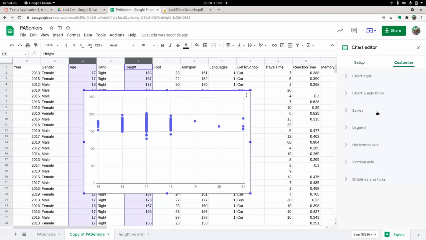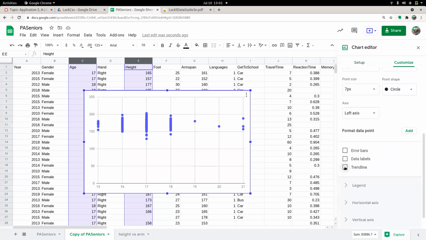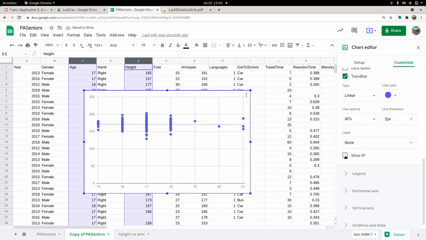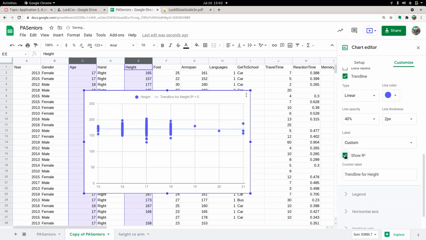So I'm going to go over to customize. I'm going to take a look at the series. I'm going to have it draw the trend line. And then I'm going to ask it for, now they won't give me the correlation coefficient R. They only give R squared here. And they're saying R squared is 0. So if you take the square root of 0, you still get 0. So this is crap. All right.